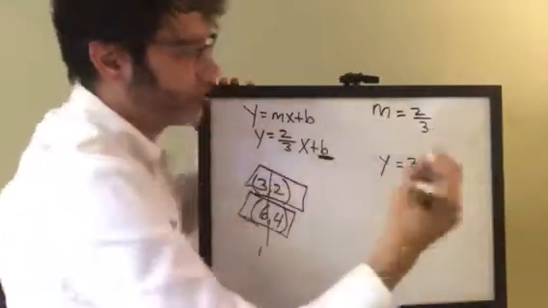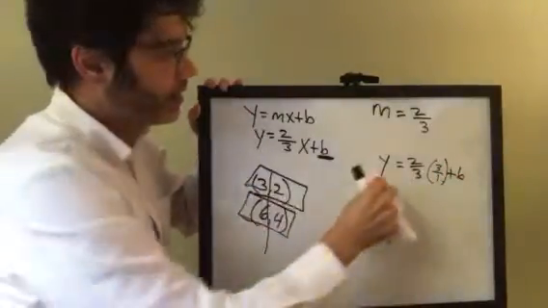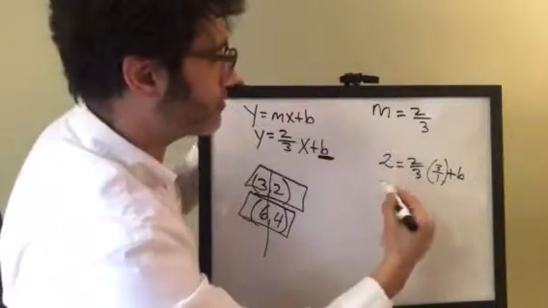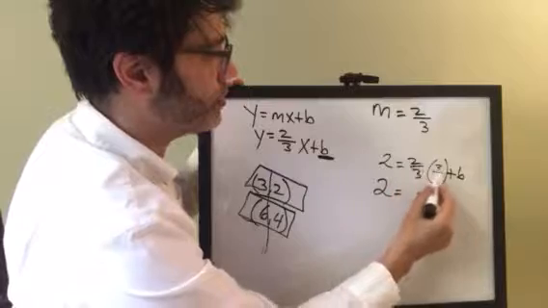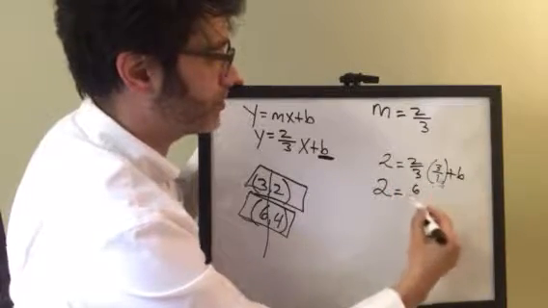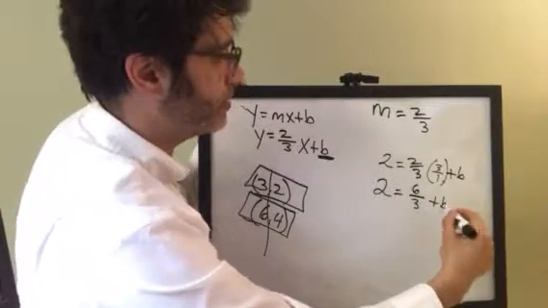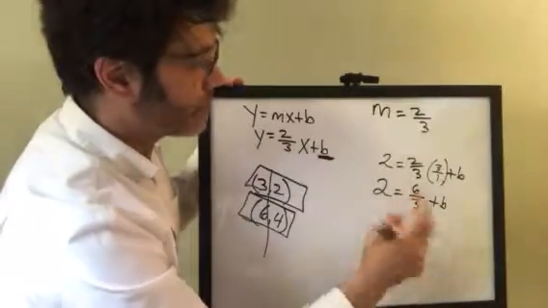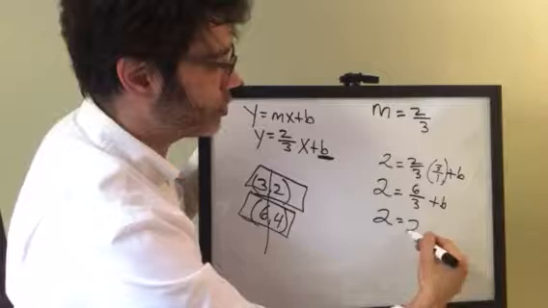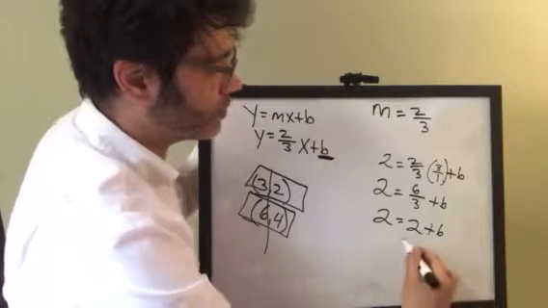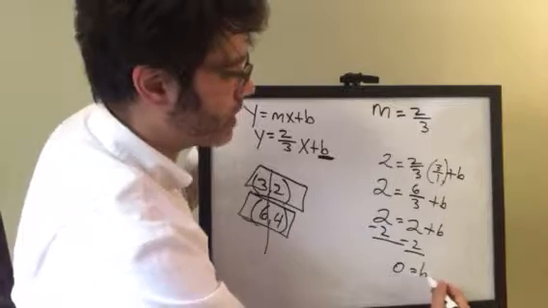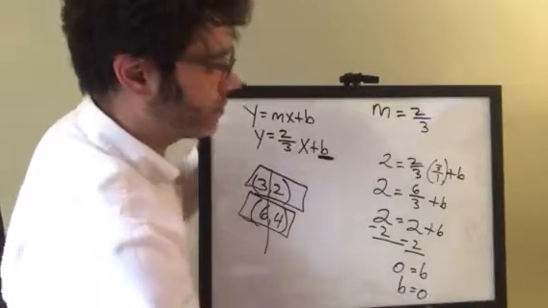3 for x, 3 over 1 is 3. And then y is 2. All right? So let's see, we have 2 equals 2 times 3 is 6, 3 times 1 is 3, plus b. And we've got 6 divided by 3 is 2. So we have 2 equals 2 plus b. We subtract 2 from both sides, and we get 0 equals b, or b equals 0.